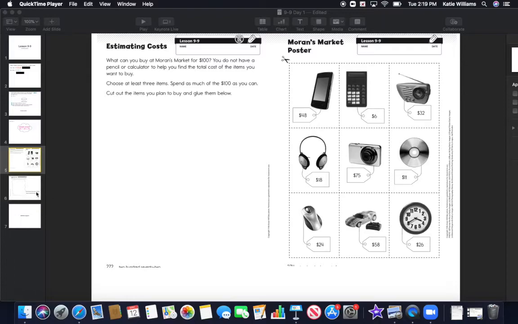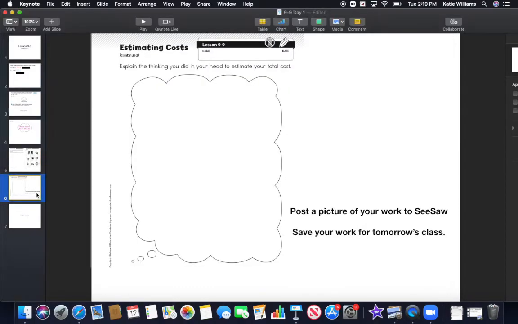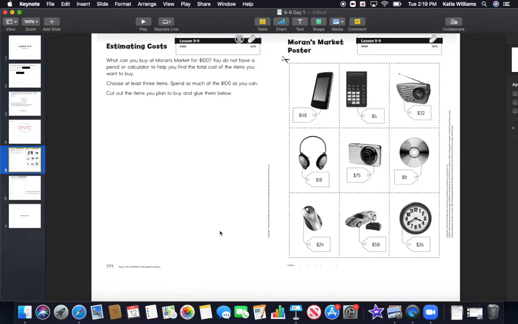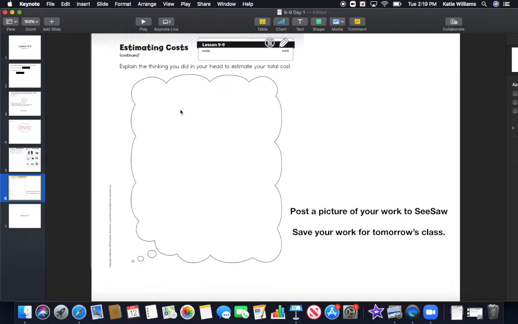Okay? When you finish that, you're going to go on to the second page. The second page says, explain the thinking you did in your head to estimate your total cost. So on this page, all you did was glue pictures down. And here you have to explain, as you were working and thinking about what you wanted to choose, how did you know that you were close to 100? How did you know you weren't going over? What kind of mental math were you doing in your head, or estimating were you doing in your head? You want to explain that here, okay?